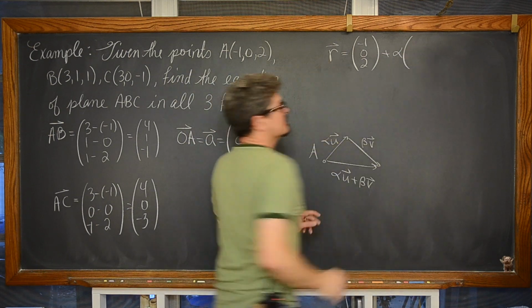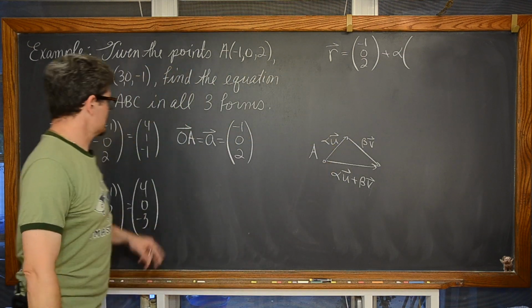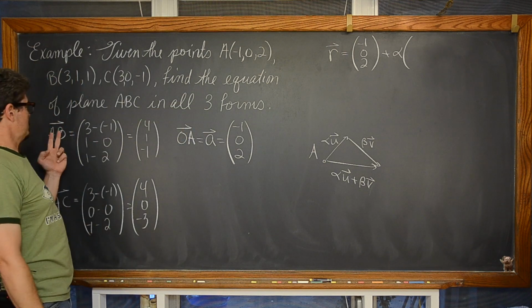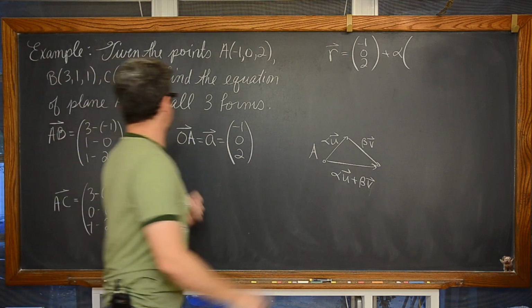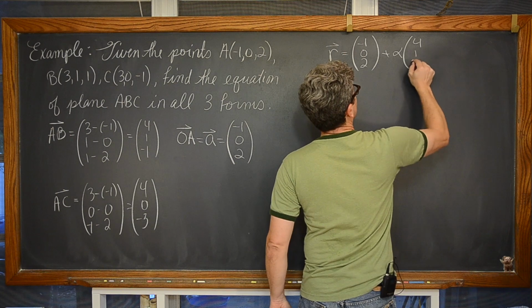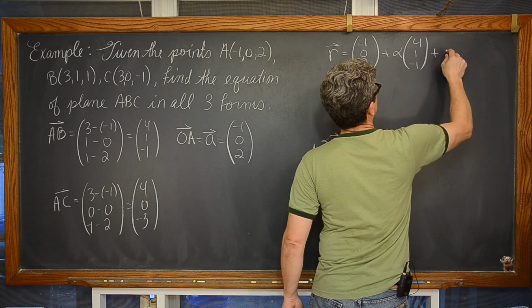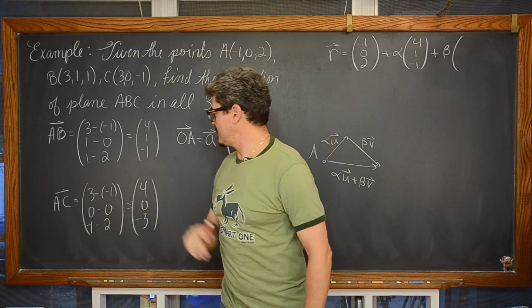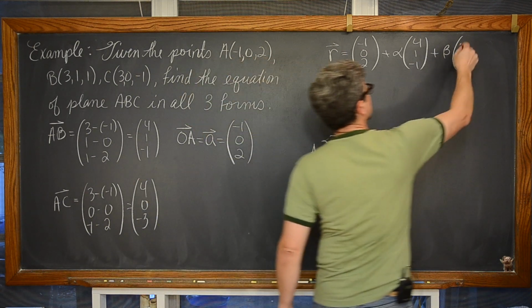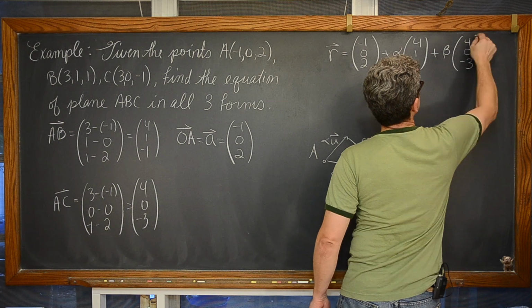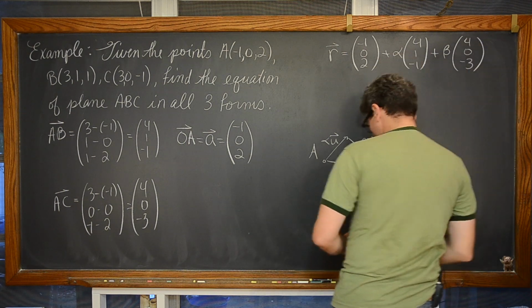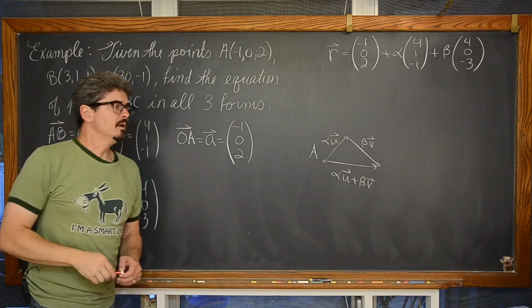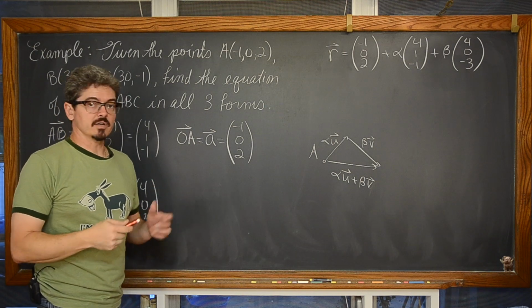plus alpha times one of our directional vectors. The note said vector u and v. We're using vector AB, so 4, 1, and negative 1, and some scalar multiple with the other directional vector, vector AC, 4, 0, negative 3. And that's all there is to writing the equation of a plane in vector format.